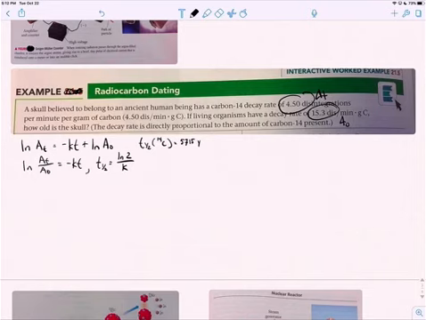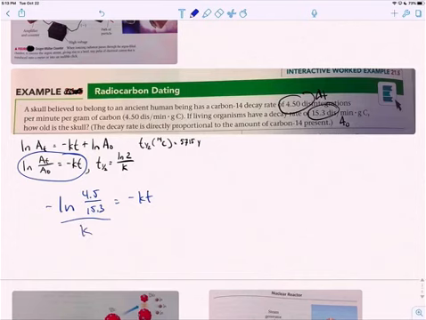So let me write out the equation. I'll change this to blue. We're going to use this equation: natural log of 4.5 over 15.3 equals minus kt. So we put a minus there and divide by k to get the time. And k, what is k? Well, t1/2 is ln 2 over k, which implies k is the natural log of 2 over the half-life.